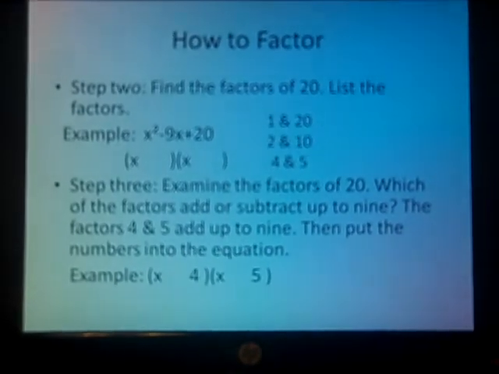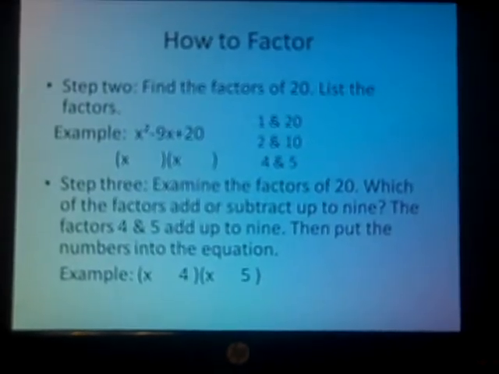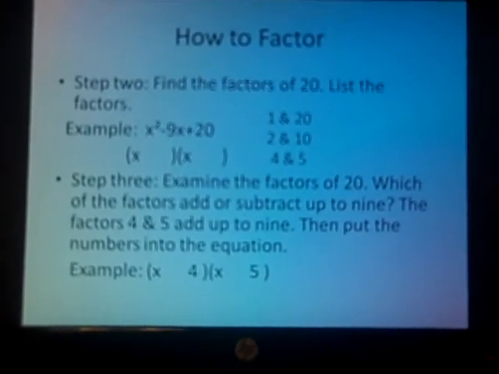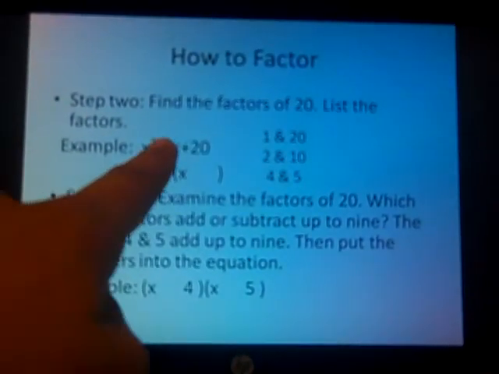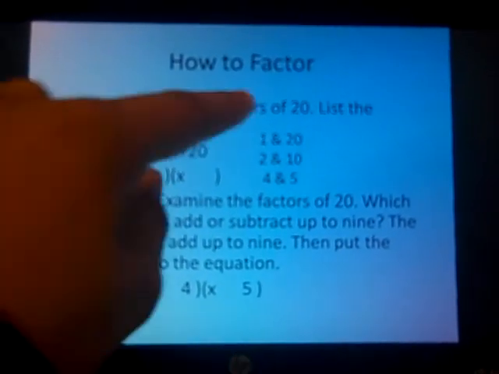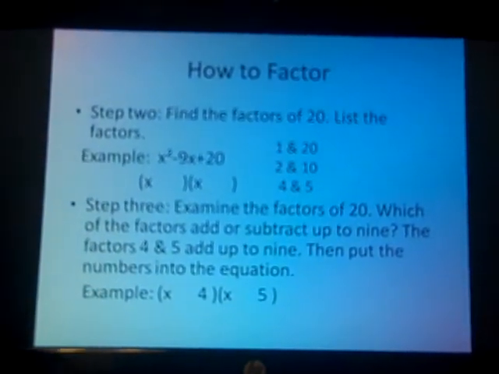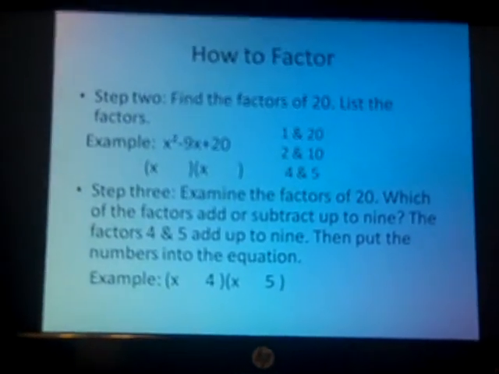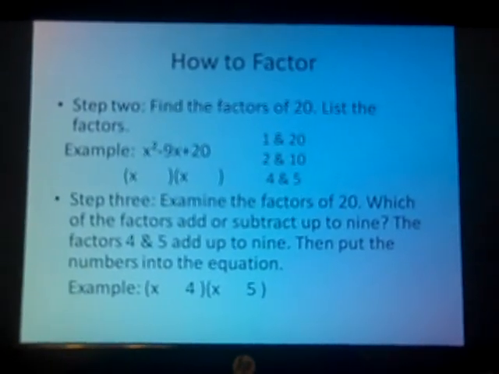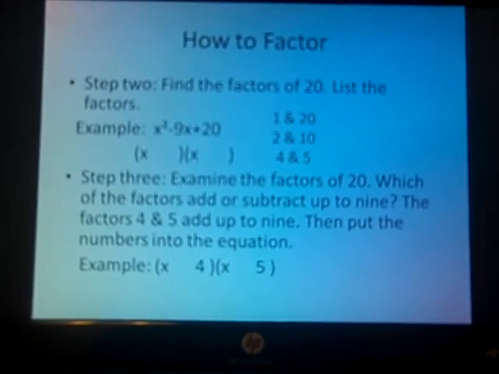How to factor, continued. Find the factors of 20. List the factors. Example. So here is our equation, here's our parentheses, and here's our factors. You can list the factors on the side, on the top, on the bottom, or wherever. Personally, I like to list them on the right side, but the factors are 1 and 20, 2 and 10, and 4 and 5.